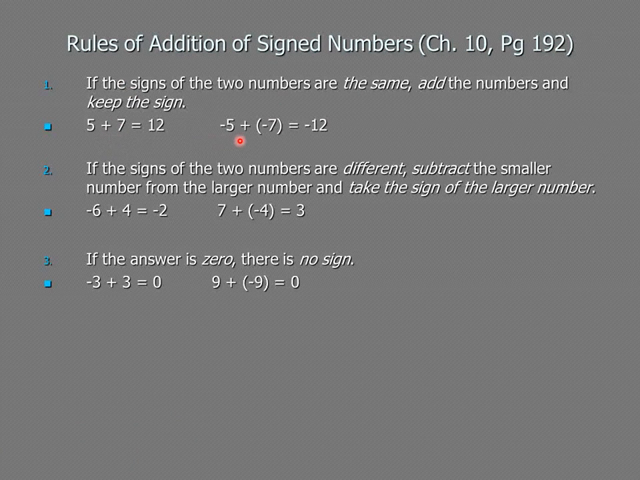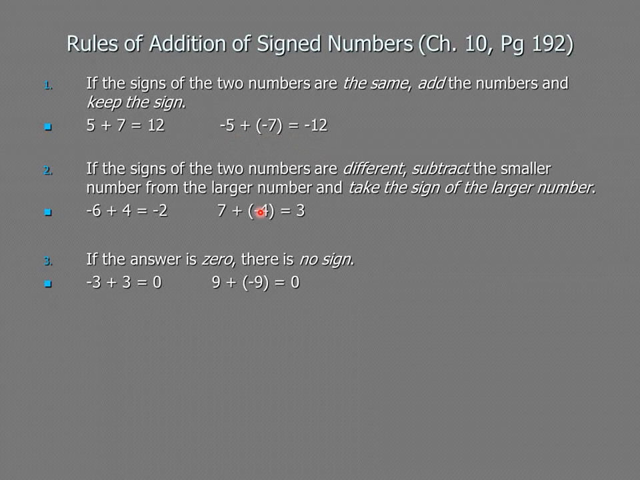Again, you have two numbers, negative 5 and negative 7. They both have the same sign. So whenever they have the same sign, you will add, but you will keep the sign. You are adding 7 and 5, which makes it 12. But look, the sign is negative because they have the same sign and the sign was negative.